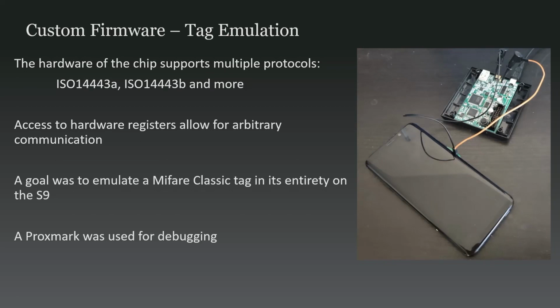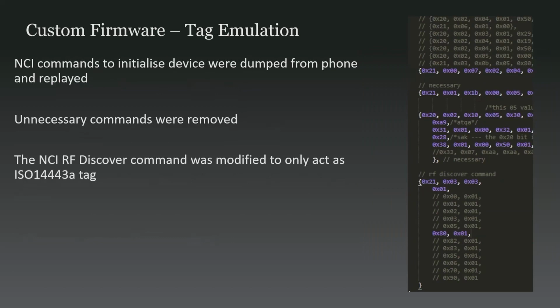I used a Proxmark for debugging throughout, as I could see how NFC was working at a very raw level, and this was very helpful. I took all the NCI commands that were sent by the phone to the chip usually, and just dumped them into a byte array and replayed them. I then went through each one and found out any of them which weren't actually required for the chip to run as I needed it to, so that I could reduce bloat on the commands being sent.